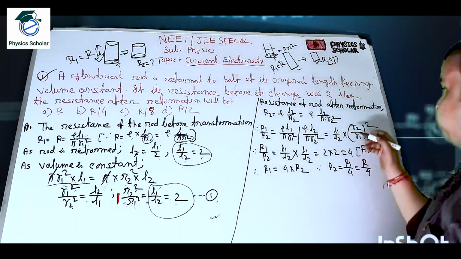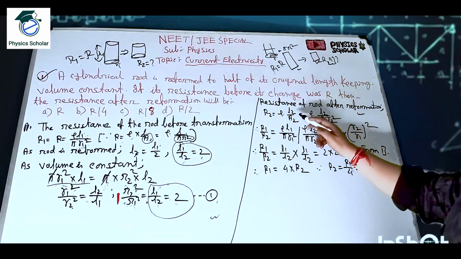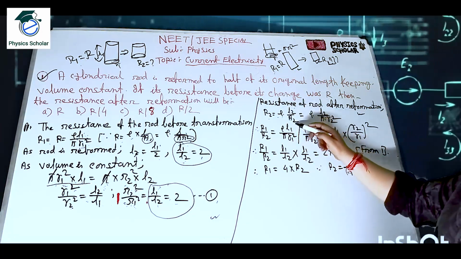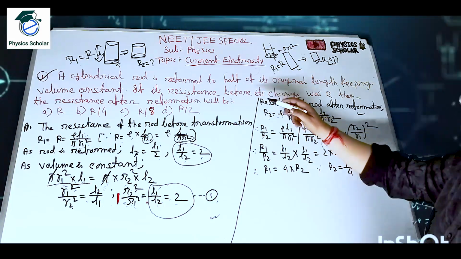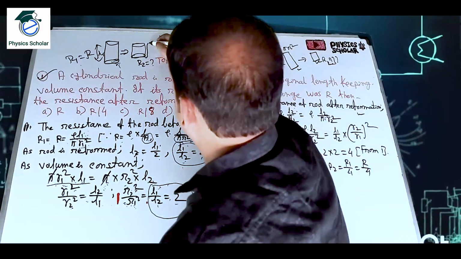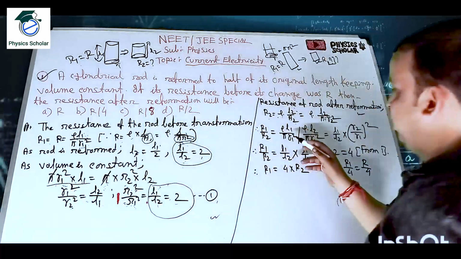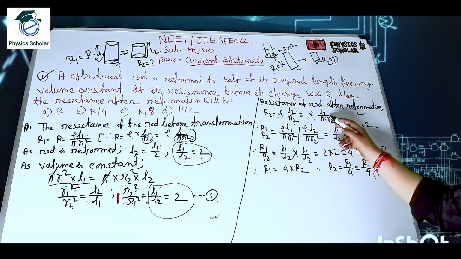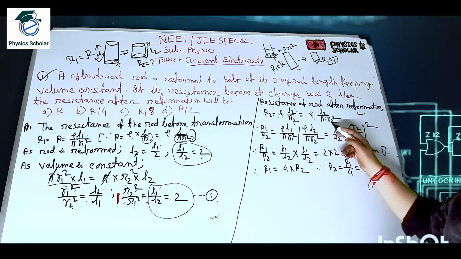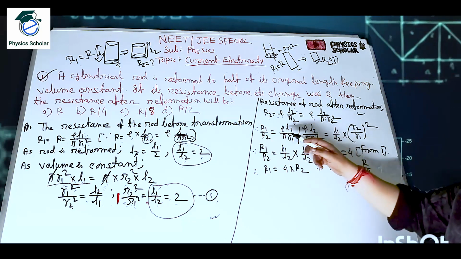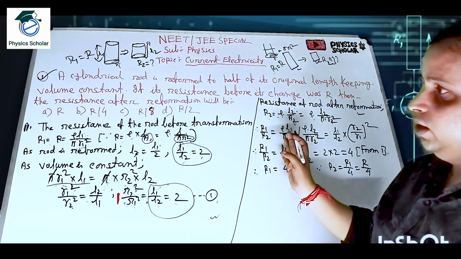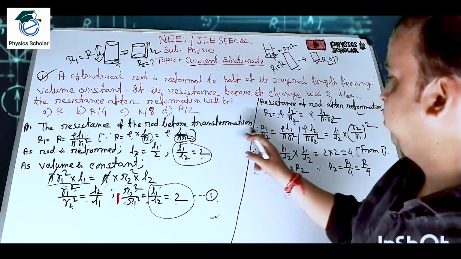2. Now, what is the resistance of the rod? After reformation, R2 is equal to rho into what? L2 by A2. L2 means the final length, divided by the final cross sectional area. A2 means pi R2 square. Clear? So now what we can write here? R1 by R2.